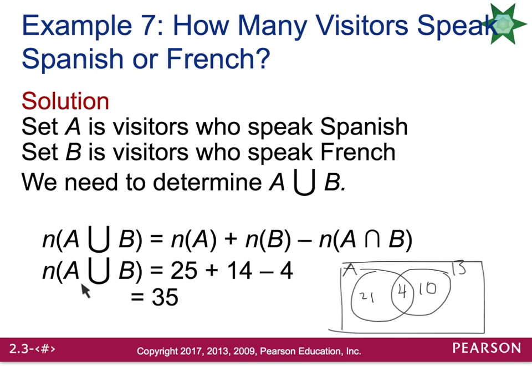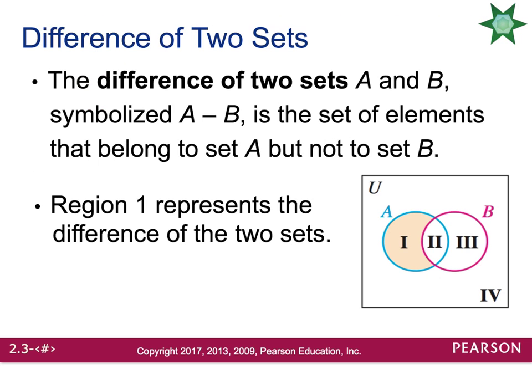And then if we want to know the number that speak French or Spanish, we can just add those numbers up. So we see 21 plus 4 is 25, plus 10 is 35. We don't add the 4 twice because it's 4 people. We're not going to add them 2 times. So we just add the people that speak just Spanish, the people that speak French and Spanish, and the people that speak just French. So we can use a Venn diagram to illustrate that as well. We don't have to use this formula necessarily to solve this. Okay, we talk about the difference of 2 sets, A and B.